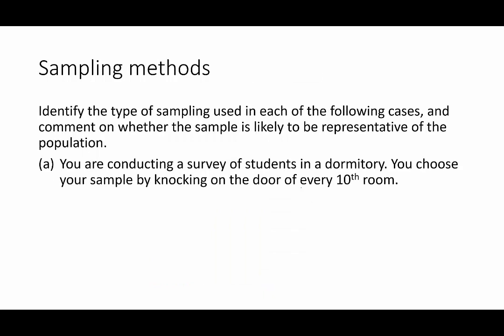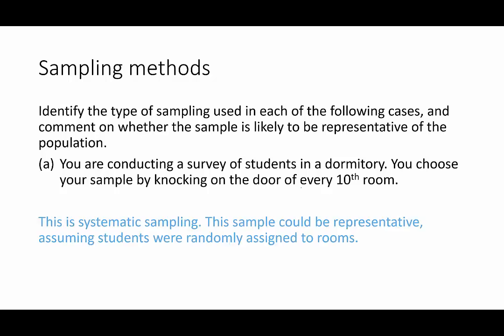Okay, we're going to look at some examples now, and I want you to tell me what type of sampling is used and if it's likely to be representative of the population. So A, you are conducting a survey of students in a dormitory. You choose your sampling by knocking on the door of every 10th room. Okay, so what sampling is this? I didn't hear you. Can you say it again? That's right. This is systematic sampling.